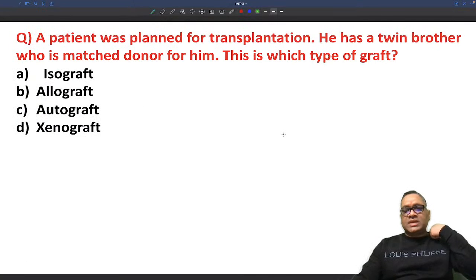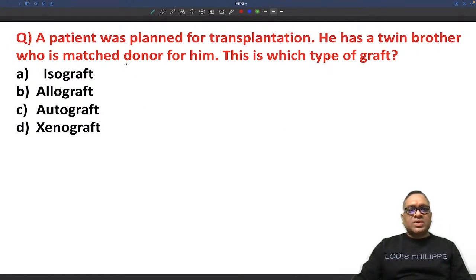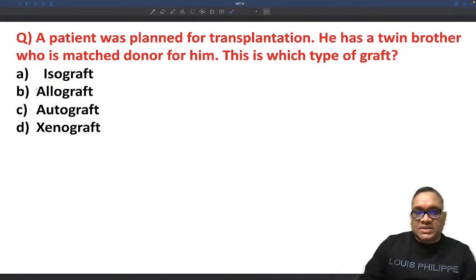A patient was planned for transplantation. He has a twin brother who is a matched donor for him. This is which type of graft? That was a previous year question also. Tell me what kind of graft it is. Very good, I can see many of you are giving the correct answer. That is great. Right, so the first answer I have got. That is the isograft.